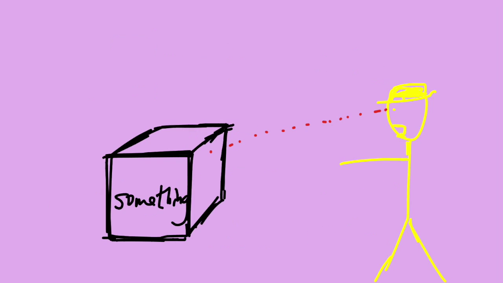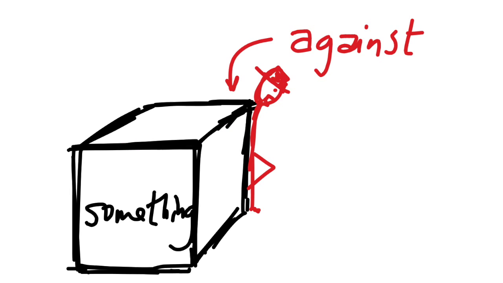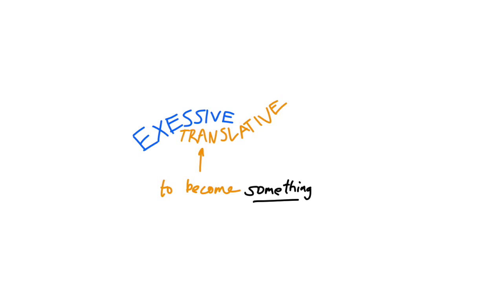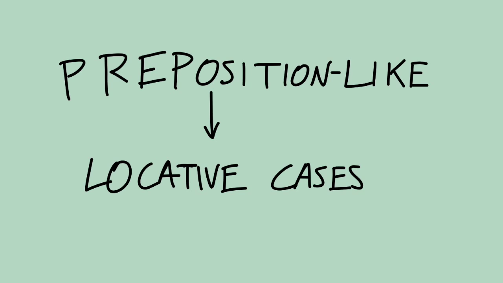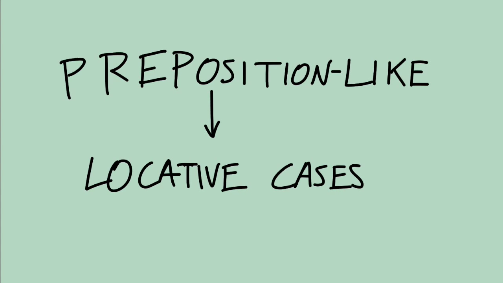There's the orientative case, which means that something is turned towards the inflected word, while the revertive case means something is against the inflected word, like physically. The complement of the excessive is the translative, which means that something was a thing but has now become the inflected noun. A lot of cases have basic prepositional-like functions. There are some locative cases, which I'll just give pictures of instead of explaining each one.